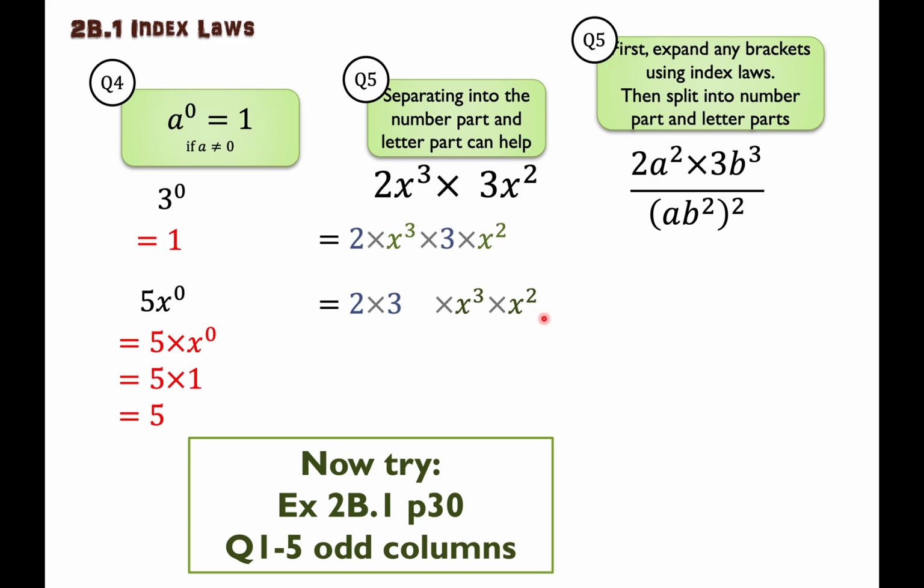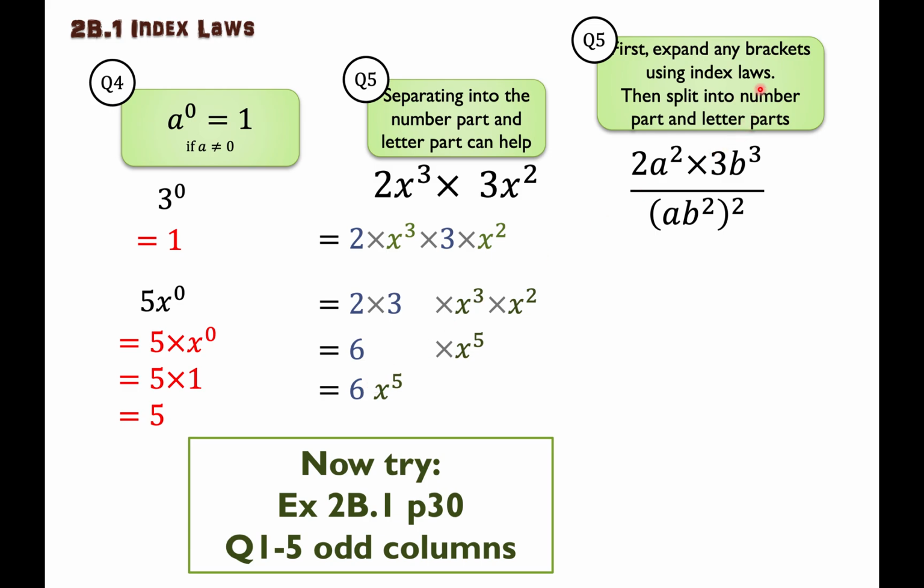Now it's a lot easier to figure out, because 2 times 3, we know what that is. That's just 6. And x cubed times x squared, we add these exponents to get x to the power of 5. To simplify it even further, we can turn this times sign into an invisible times sign. And that is fully simplified. To be fully simplified, we get rid of any times signs if we can, because someone looking at this will know that there's a times sign right there.